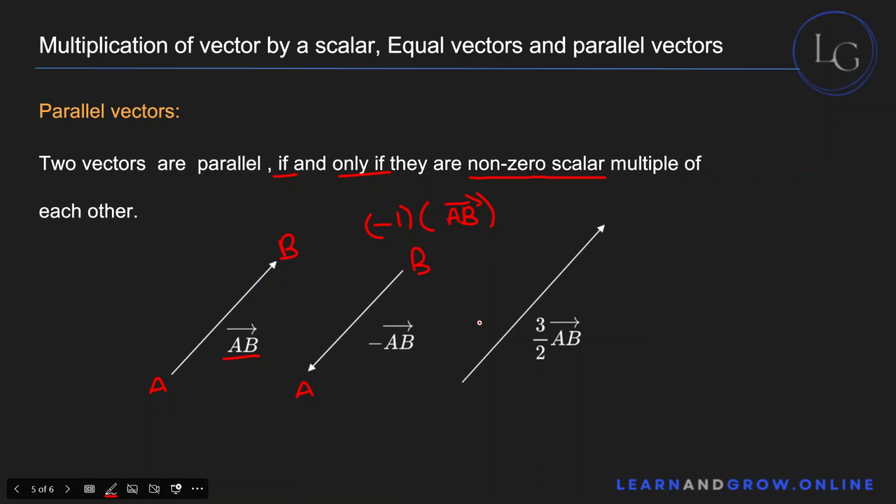So they're parallel vectors. And another example is this, 3/2 AB. The magnitude of this vector is greater than that of AB, but it is a scalar multiple. So basically 3/2 AB is simply 3/2, which is a scalar, into AB, which is the vector. And so, since it is a scalar multiple of AB, it is parallel to AB, since it has the same direction, right? The simple rule to remember is that two vectors are parallel if and only if they are non-zero scalar multiples of each other. Simple.